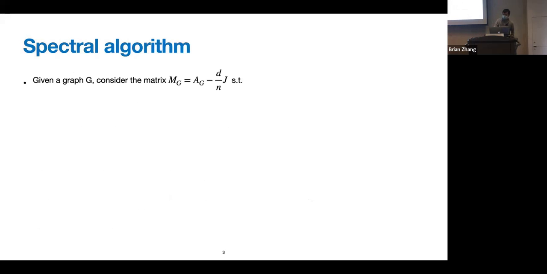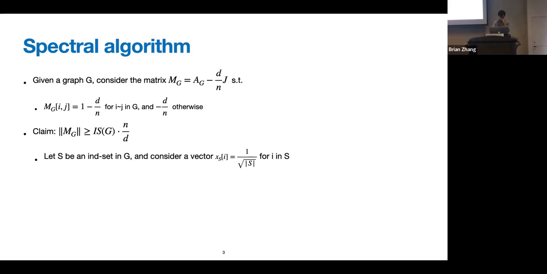And how does the spectral algorithm work? You can think of it as we are given a graph G and consider the matrix M_G, that is the adjacency matrix subtracted by d over n J, which is the normalized all-one matrix. So this matrix will have 1 minus d over n if an edge is present in the graph, and minus d over n otherwise. My claim is that the spectral norm of M_G is going to upper bound the independent set up to some ratio n over d.